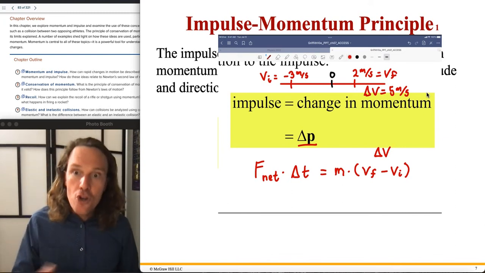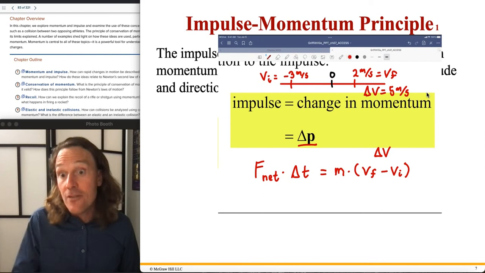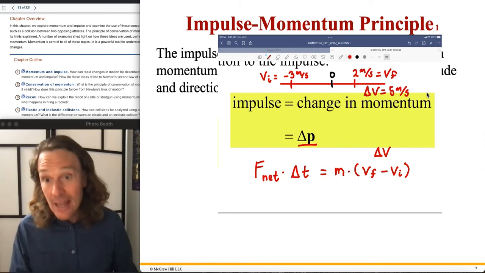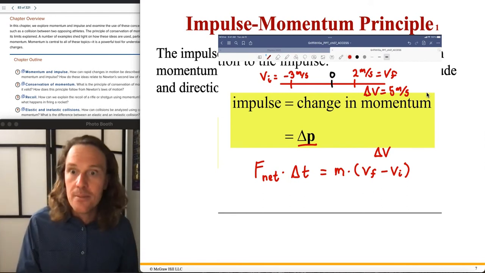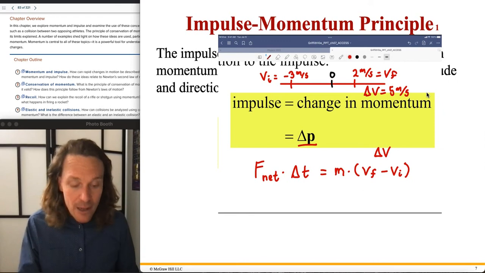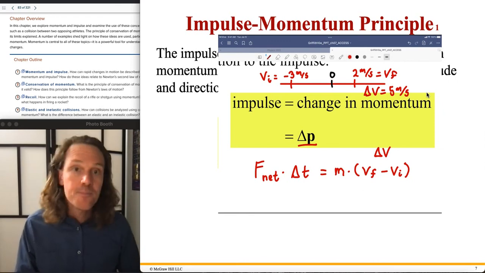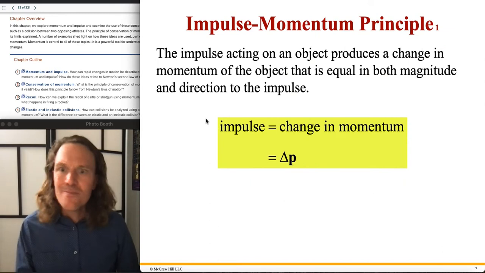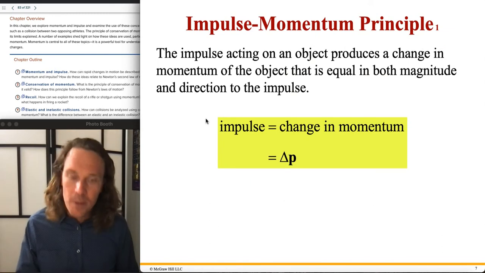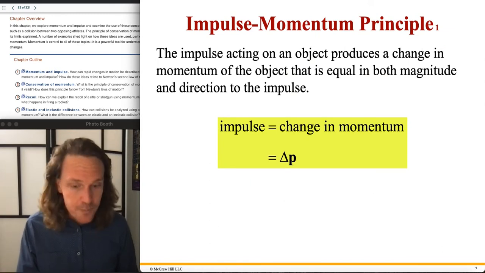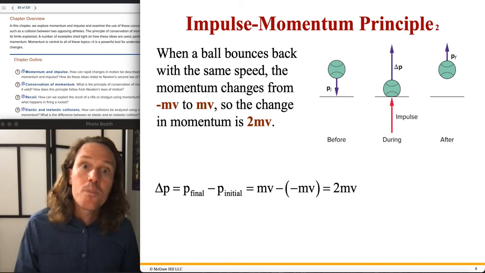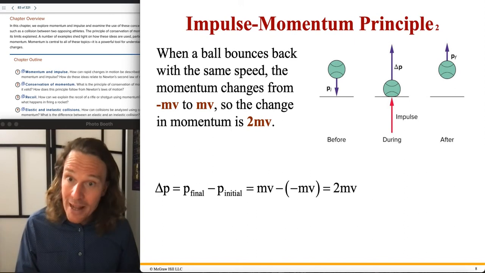But other times you might know either V initial or V final and just have to find the other one. In that case, you would know everything else here. You know the net force, you know the change in time, or maybe you don't care, because maybe you're just given the impulse value. So just to call attention to the things that you might actually be applying this equation to.